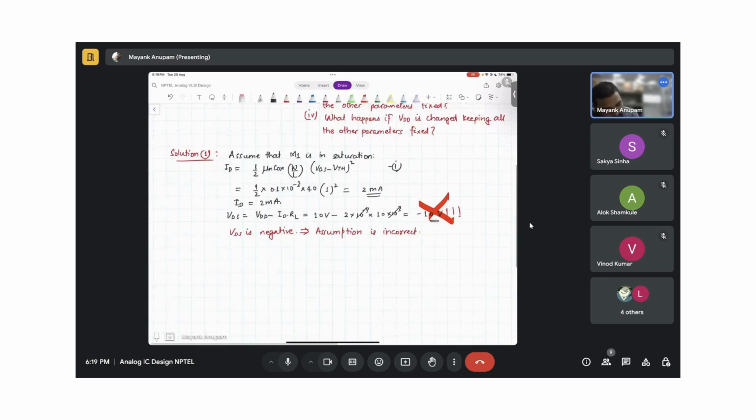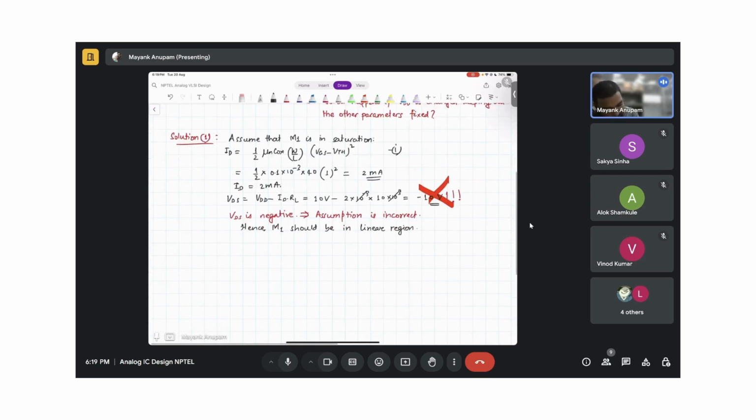So now, which means what? Hence M1 should be in linear region, isn't it? So tell me now again, what is the equation of linear region current? What is it? Is it half mu n Cox?